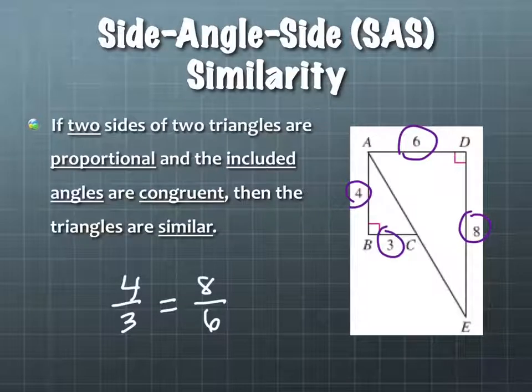And then we have to have a congruent angle as well. The ones that are marked here are angle B and angle D on this one. They happen to be 90-degree angles. They wouldn't have to be, but they are on this diagram.